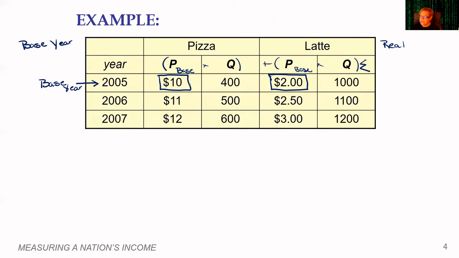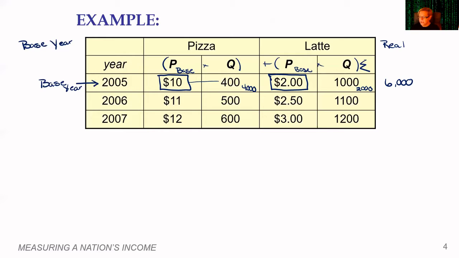So let's see how it's different. 10 times 400 is still 4,000. 2 times 1,000 is still 2,000. Add those two together, we get 6,000. Now, why is it the same? Because it's the base year. So the base year, the nominal and real will be the same number.